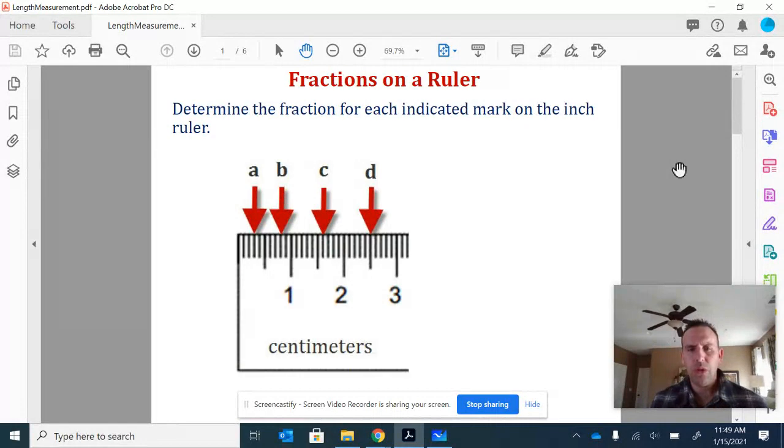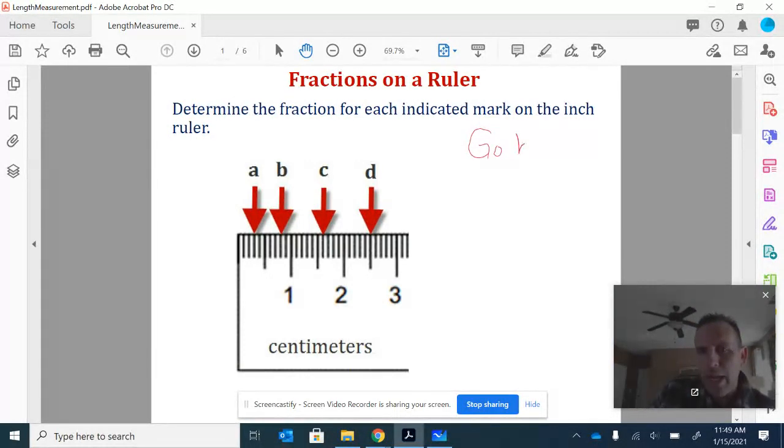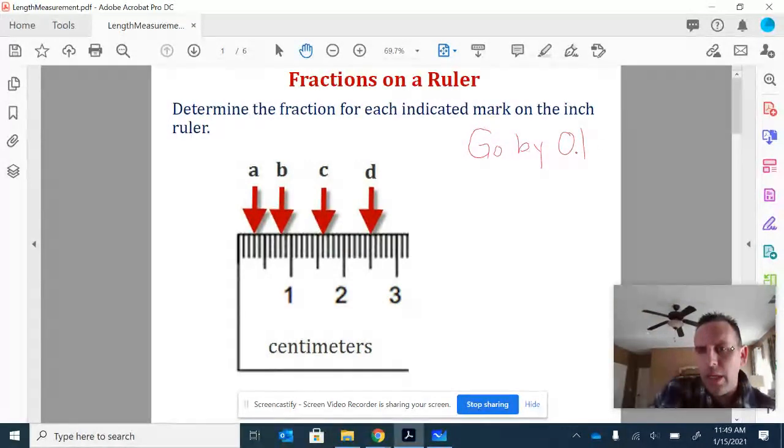On this first ruler you see on the screen here, it's actually in centimeters. I want to find the locations of A, B, C, and D. First thing to notice with centimeters, typically they go by tenths, which would be 0.1 of a centimeter. Okay, these are actually called millimeters. These very, very small widths on the ruler are called millimeters.